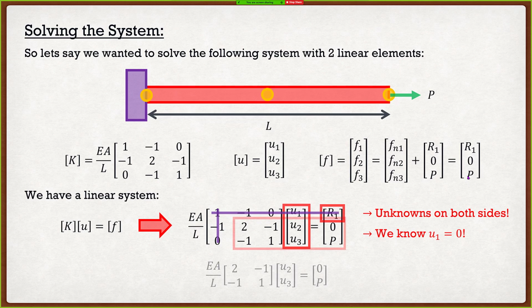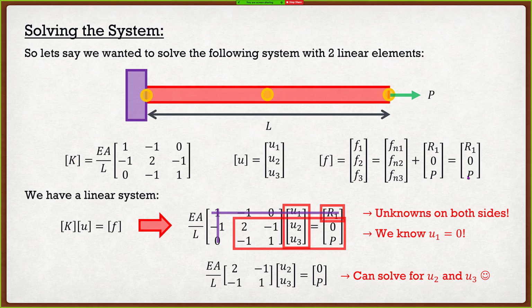What's nice is that we are now left with EA divided by L, times the matrix [2, -1; -1, 1], times U2, U3, equal to 0 and P. Well, we know what P is. Remember, that's an externally applied load, not a reaction that we can't figure out. We know everything on the stiffness side. Therefore, we can actually solve for U2 and U3.